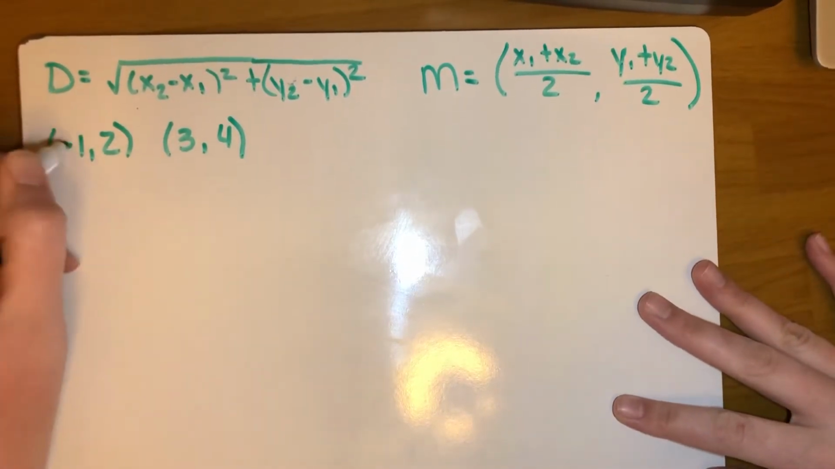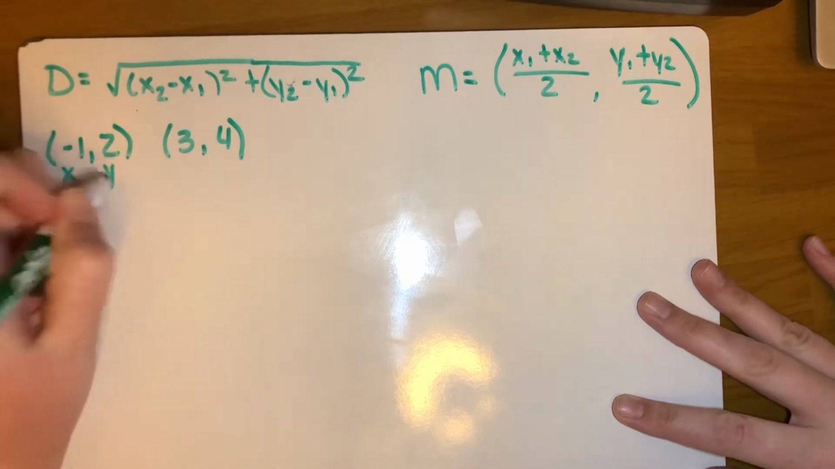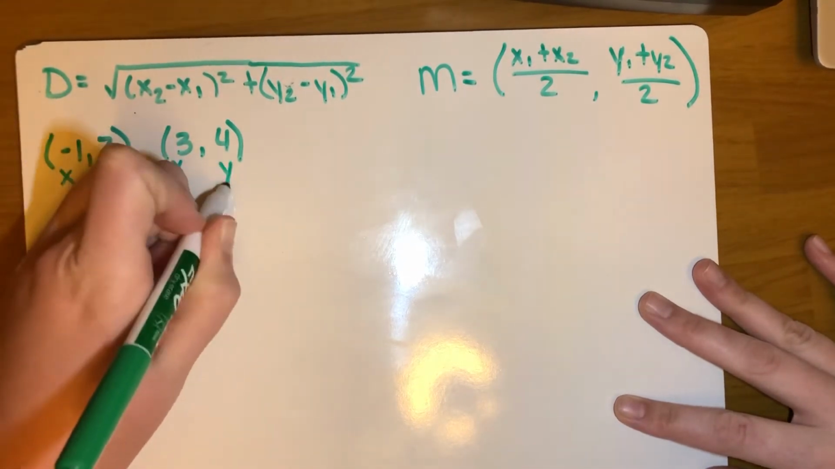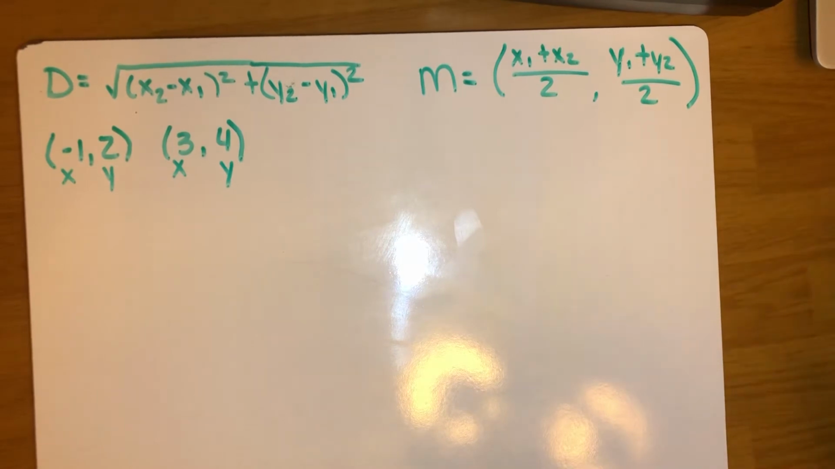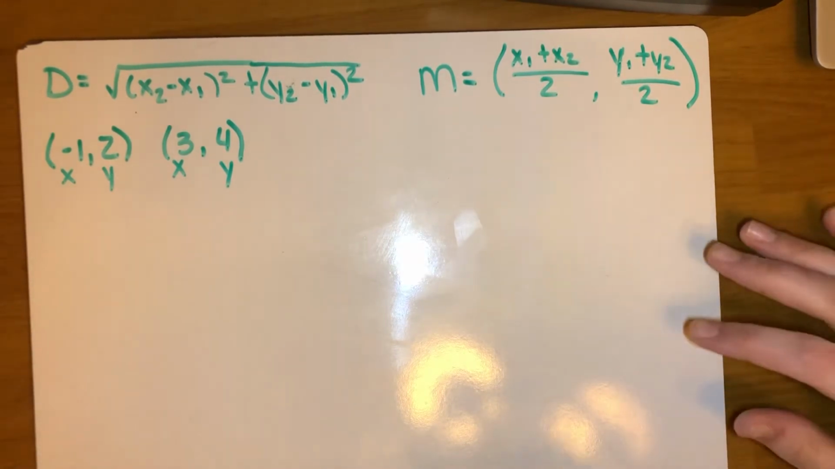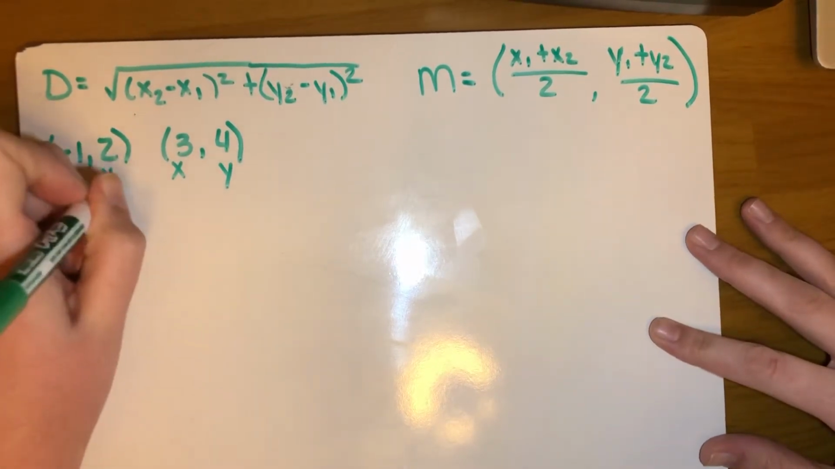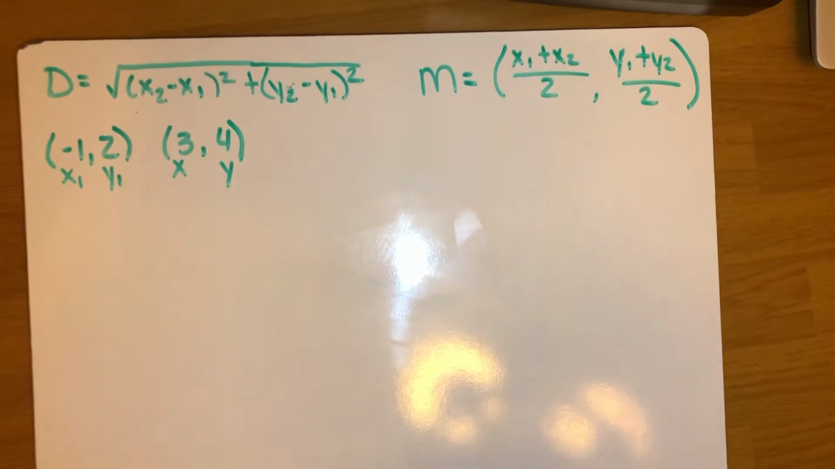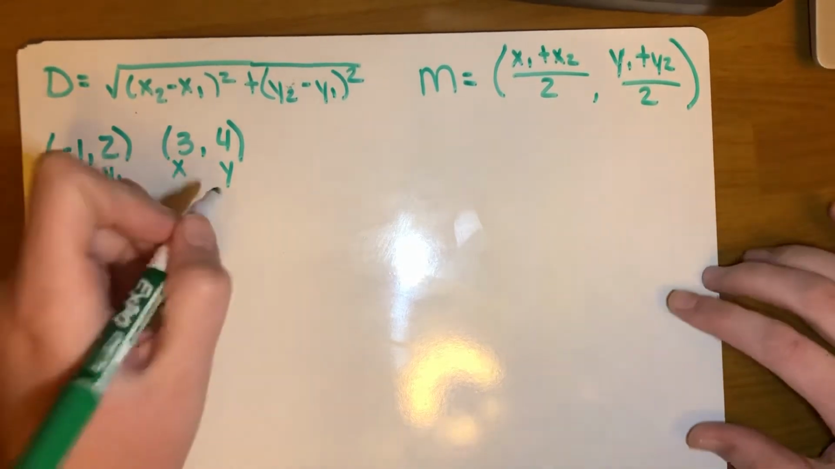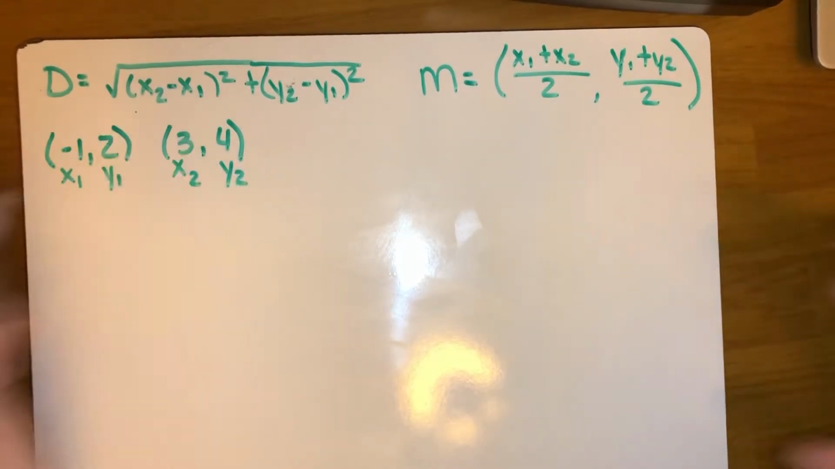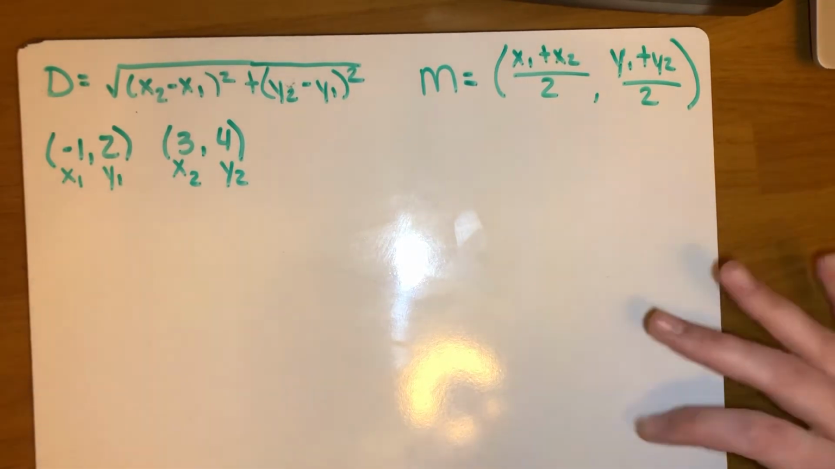So I'm going to have these be just x's and y's to start with here. Now if you'll remember, it doesn't really matter which one we pick to be x1, y1, x2, y2 as long as we're consistent. I'm just going to go in order here and say that those are both x1, y1. Got to keep the ones together. And these are x2, y2. Got to keep the 2's together also.